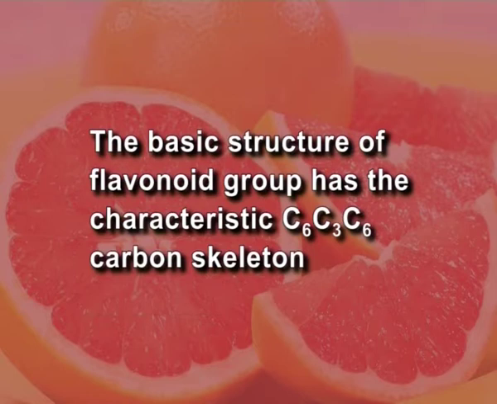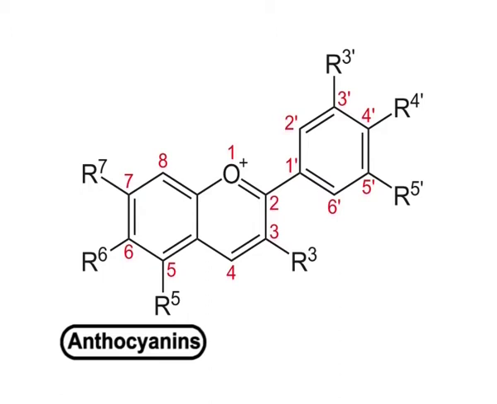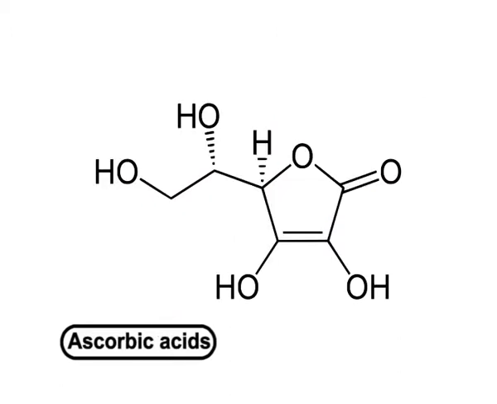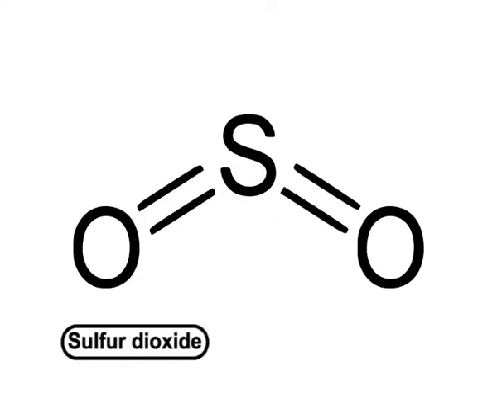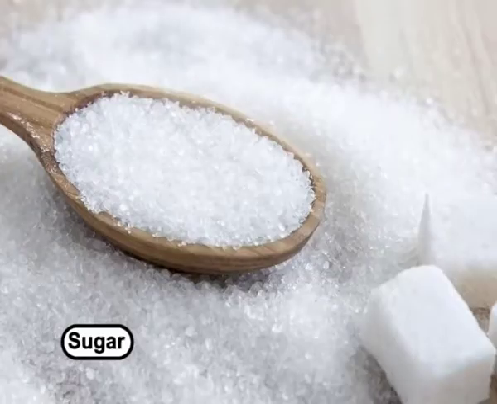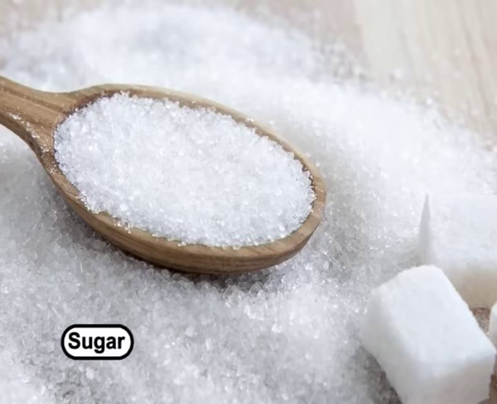The basic structure of the flavonoid group has the characteristic C6C3C6 carbon skeleton. The color of the subgroups depends on the presence and number of substituents attached to the molecule. Applications of anthocyanins in food are restricted due to their ability to participate in a number of reactions resulting in decolorization. These include reactions with ascorbic acid, oxygen, hydrogen peroxide, and sulfur dioxide to form colorless compounds, formation of complexes with metal ions and proteins, and hydrolysis of the sugar moiety to form unstable anthocyanidins.